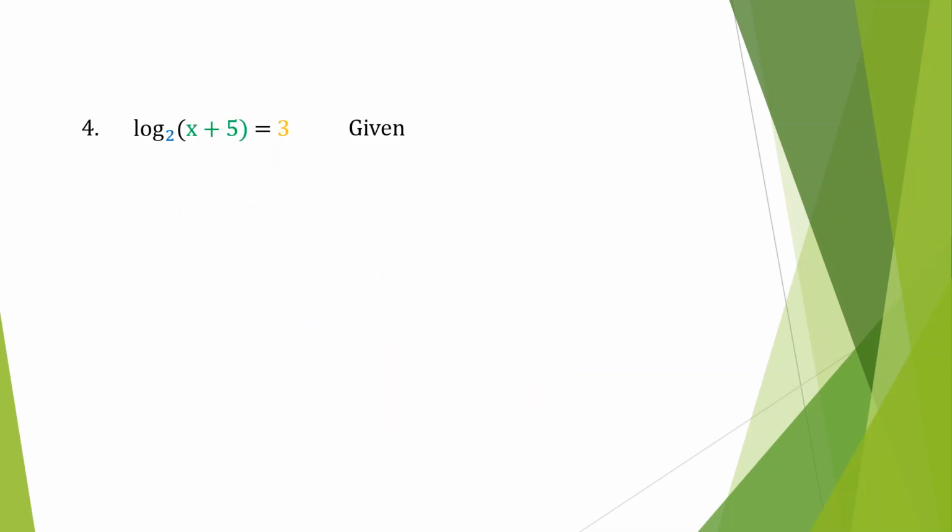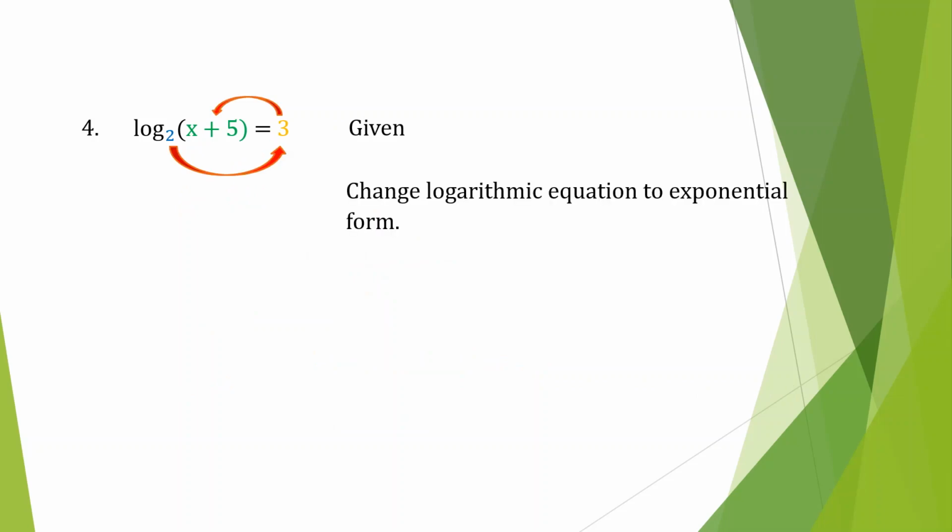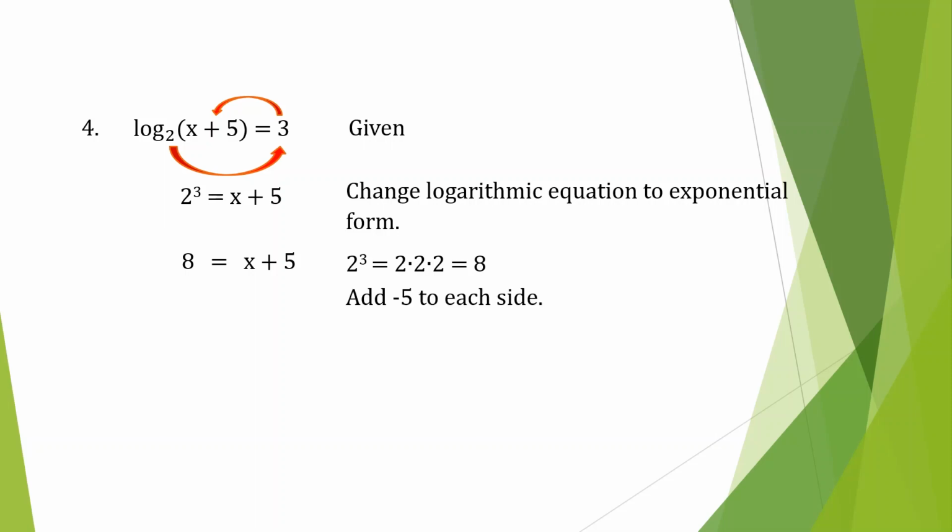Number 4, logarithm base 2 of x plus 5 is equal to 3. Change logarithmic equation to exponential form first. 2 cubed is equal to x plus 5. We all know that 2 raised to 3 or 2 cubed is equal to 8. So we will replace 2 cubed with 8. So we have 8 is equal to x plus 5. To find the value of x, let us add negative 5 to each side. So x will be equal to positive 3.